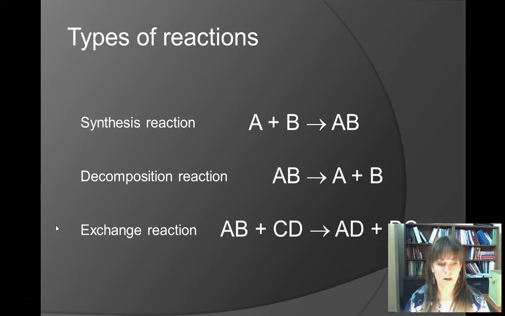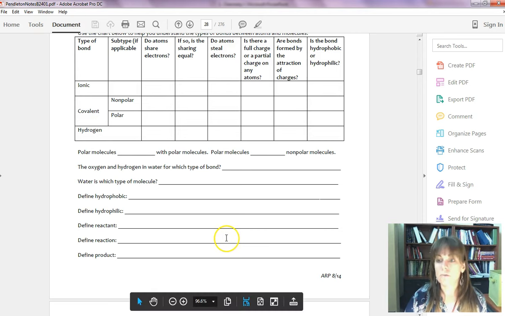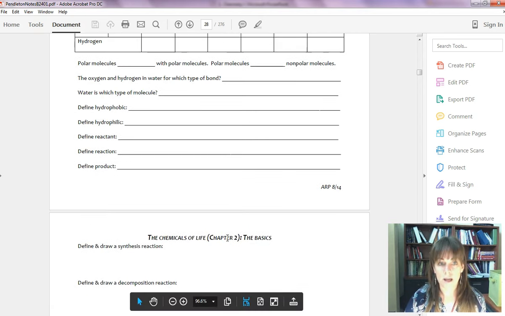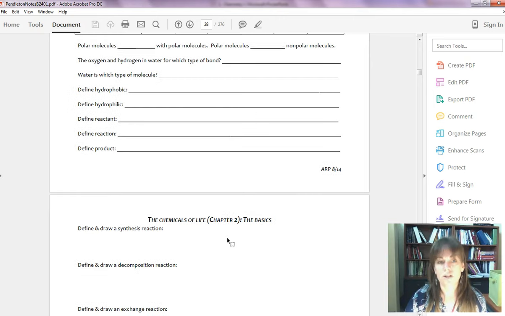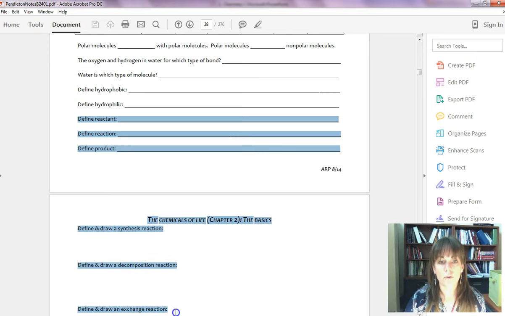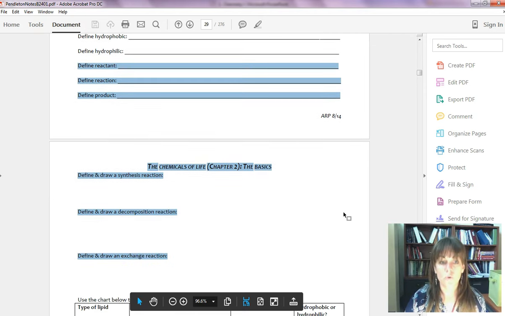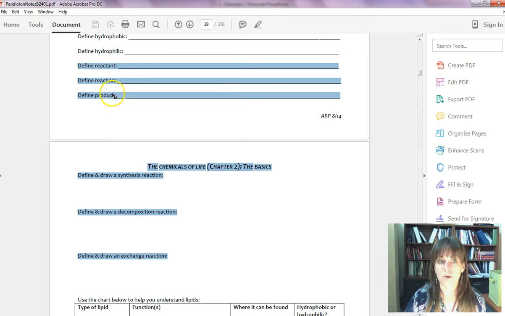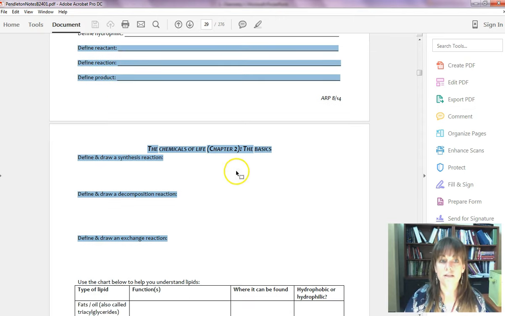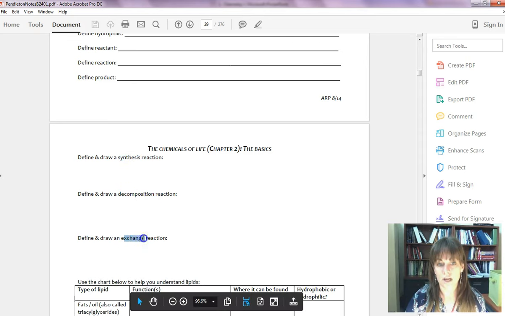Okay. All right. And so just a reminder, you have your notes, and rather than me typing it out, we've talked about it. So I would suggest you take a minute and see if you can go ahead and go through this part of your notes and write what we've discussed in your own words. So what is a reactant? What is a product? What is a reaction? And then see, can you define and draw each of these types of reactions? Can you define and draw a synthesis, a decomposition, an exchange reaction?